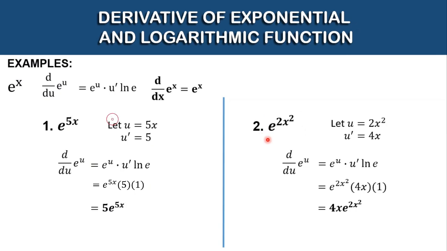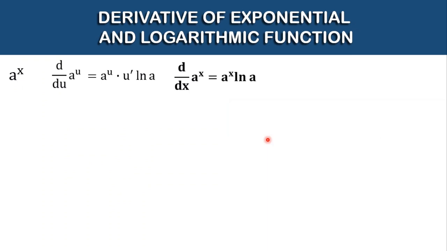Let's have more examples. Now problems involving e raised to x. For our third example, find the derivative of 7 raised to x. So maglet muna tayo, let u is equal to x. So kung ano yung exponent niya, yun yung ilalet natin. Then find the derivative of u. So since u is equal to x, the derivative of x is 1.